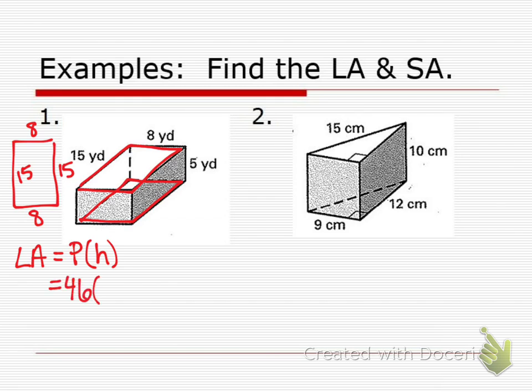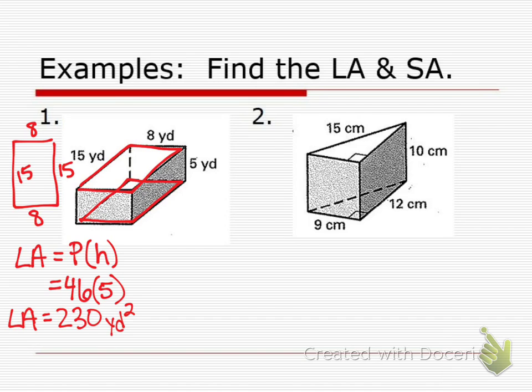So I'm going to take 46 times, what is the height of my prism? 5. So to get my lateral area, I just multiply those together. What do I get? 230. My units would be yards squared, because we are finding area. This is a type of area, so our units will be squared. So that's part of what they wanted me to find, the lateral area.